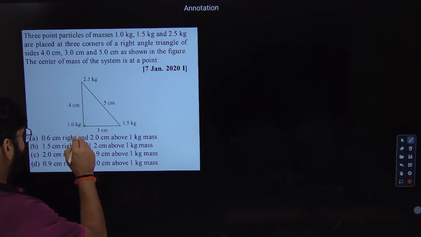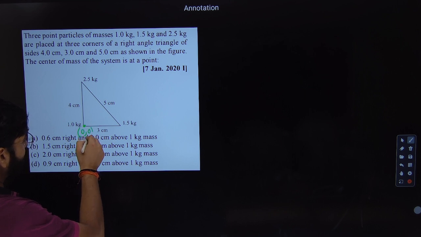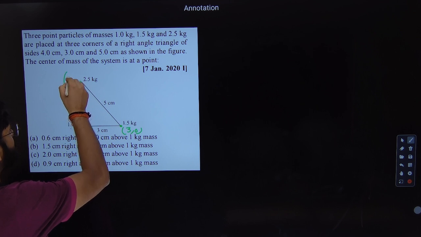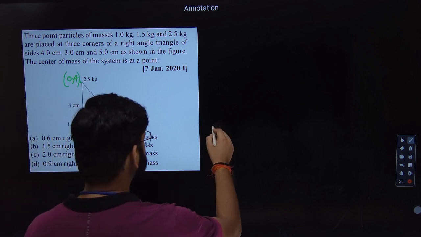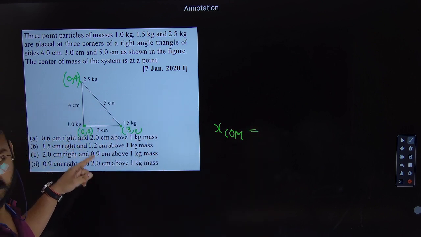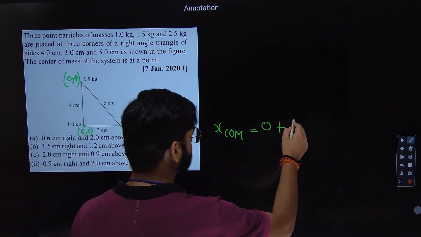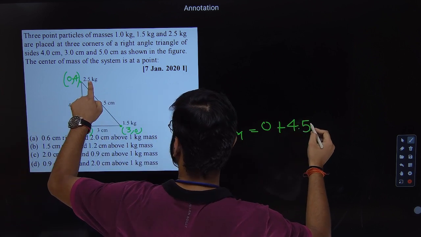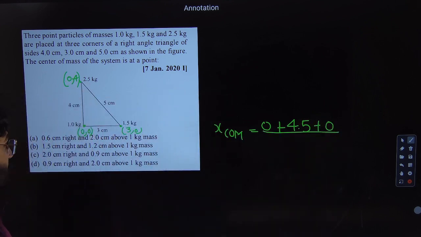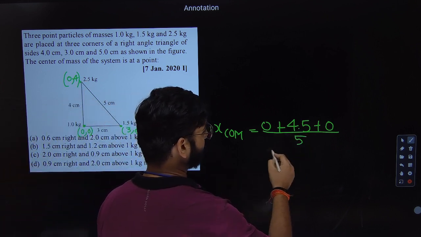Achha. If I were there, I would give one more option with 0.9, because then you guys guessed. But I will tell you one simple thing. This is 0, comma 4. So X coordinate of center of mass, what will you write? M1X1. What is the mass? 1. What is the X coordinate? 0. What is the mass? 1.5. What is the X coordinate? 3, so 4.5. What is the mass? 2.5. What is the X coordinate? Any problem? Total mass 1, 1.5, 2.5. How much? 5. So 0.9.